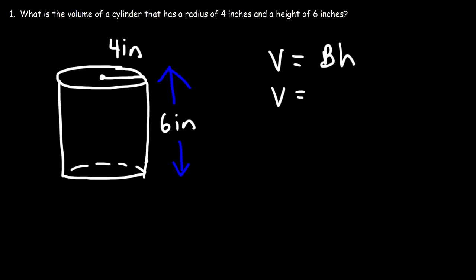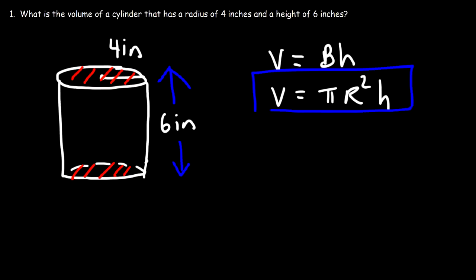And the base is the area of this circle, which is the same as the area of the circle on the bottom. The area of a circle is pi r squared. So the volume of a cylinder is pi r squared times the height. So all we need to do is plug in the values that we have into this equation. So the radius is 4 inches and the height is 6.